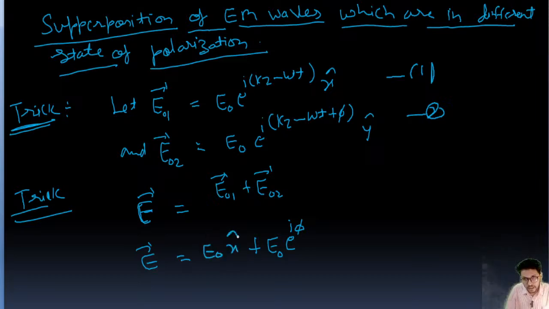So this is E naught x cap plus E naught e to the power i theta y cap, and this is going to be e to the power iota kz minus omega t. What we have done is e to the power iota kz minus omega t plus phi. We can write it as e to the power iota phi into e to the power iota kz minus omega t. Then we have taken this common, so E naught x cap and E naught e to the power i theta y cap remain. So this is the total E.